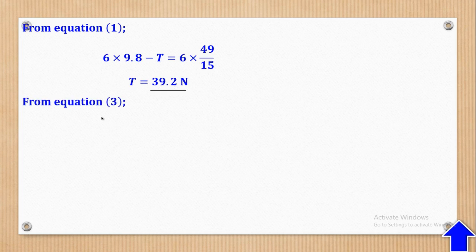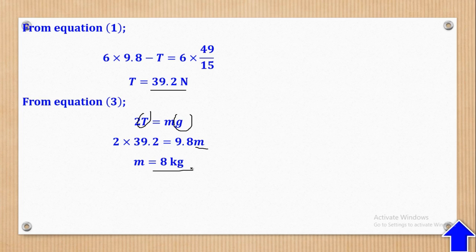What about from equation 3? From equation 3, 2T is equal to mg. Therefore, now that T is known and g is known, I'll substitute and remain with only one unknown, which is m. And when I make m the subject, m will be equal to 8 kilograms. So basically that's what they wanted, because they wanted the mass of the movable pulley.